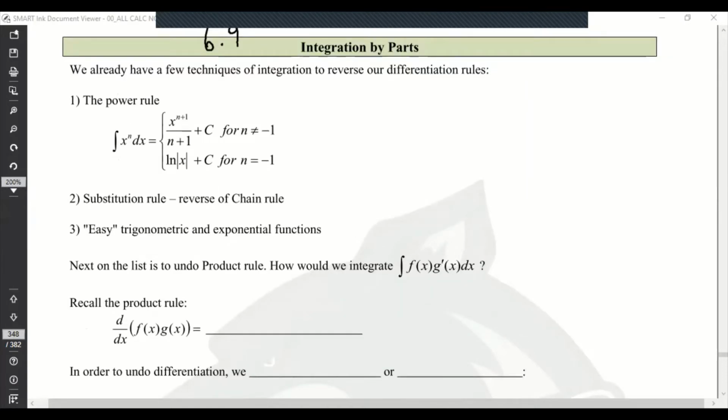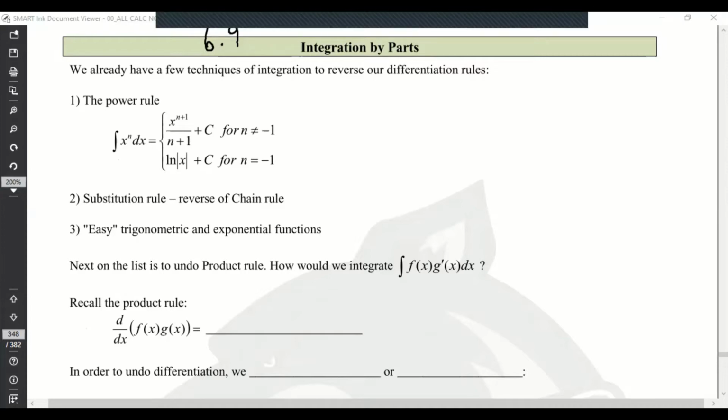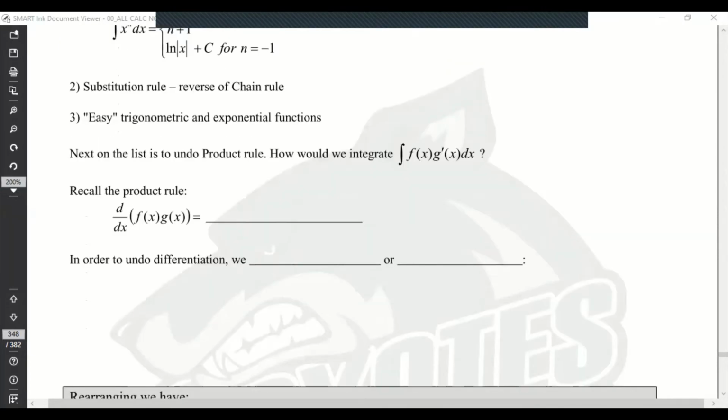Earlier on, we did power rule, which ended up being kind of mechanical and straightforward, if nothing else, but there were some hard and fast rules for that. We've also looked at some easy trigonometric and exponential functions. But now what we're going to look at next is product rule.